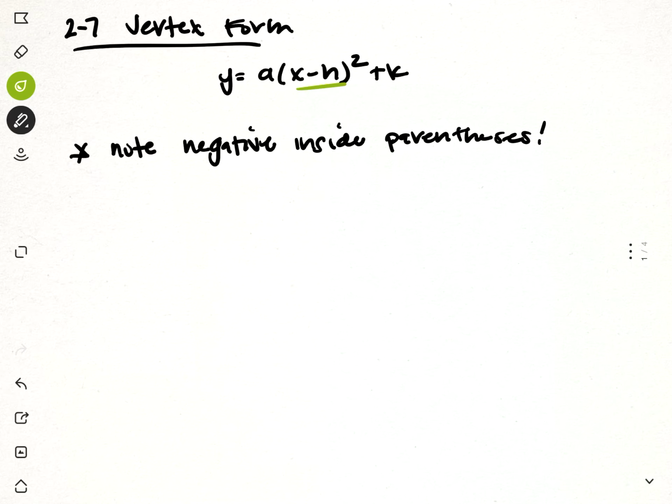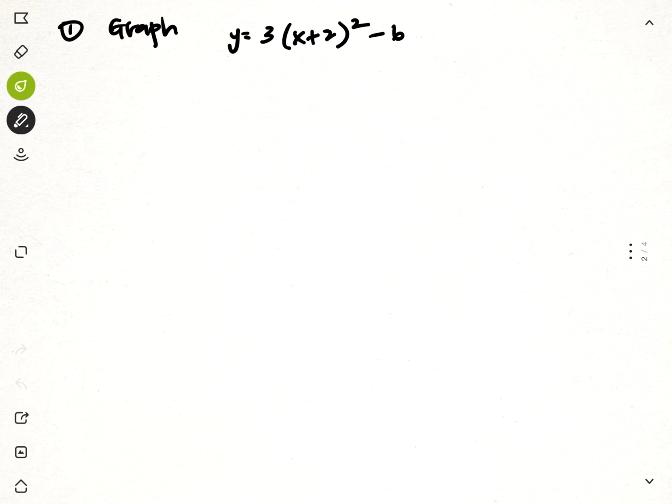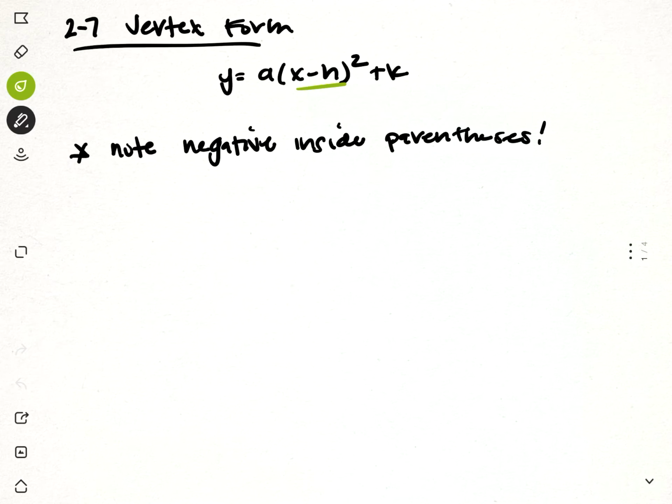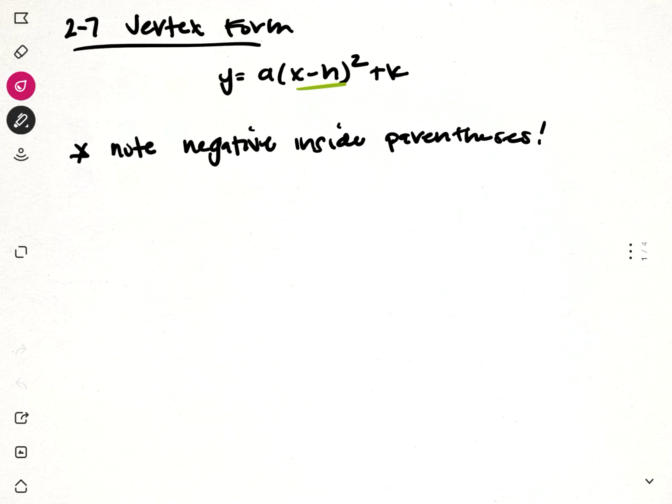So let's just get started here and see what's up. It's asking us to graph y equals 3 parentheses x plus 2 squared minus 6. The first thing we want to do is locate our vertex. Let's take some notes here. Because this is vertex form, we should be able to find the vertex pretty easily. The vertex is located at h comma k.